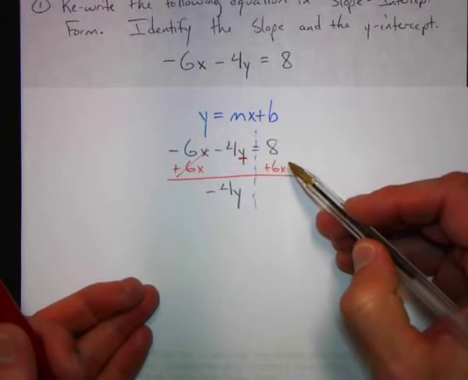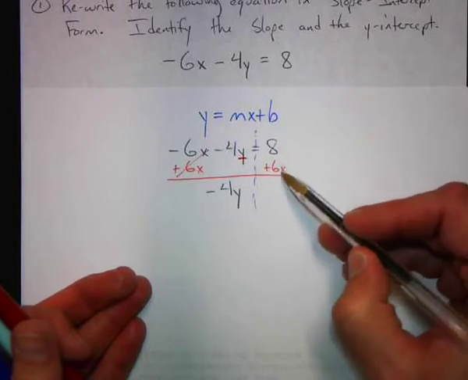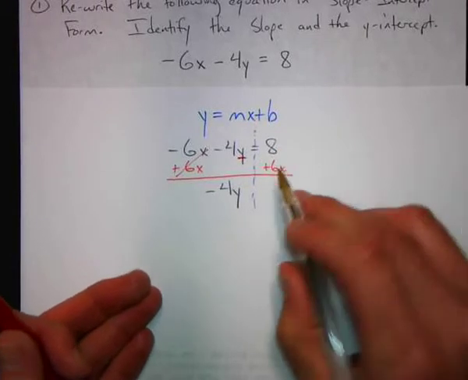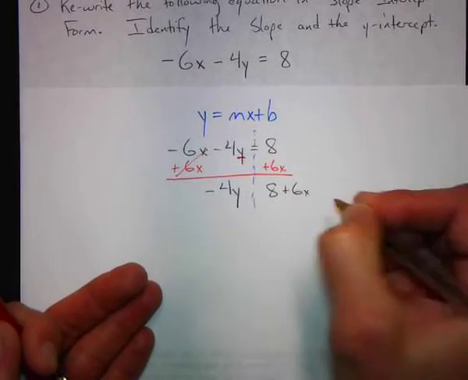Now, don't you dare call that 14x. That's naughty. So we don't want to do that. We can't add these two. This has an x. This does not. They're not like terms. So we read it out loud: 8 plus 6x.